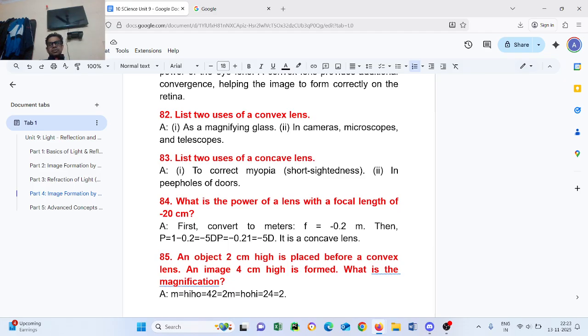What is the power of a lens with focal length of minus 4? Convert 2 meter, f equal to 0.2 meter, then P equal to 1 upon f equals 1 upon minus 0.2 equals minus 5 D. It is a concave lens.